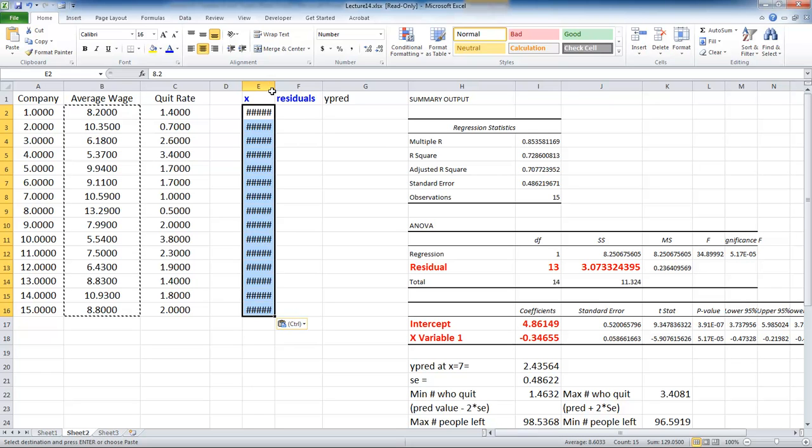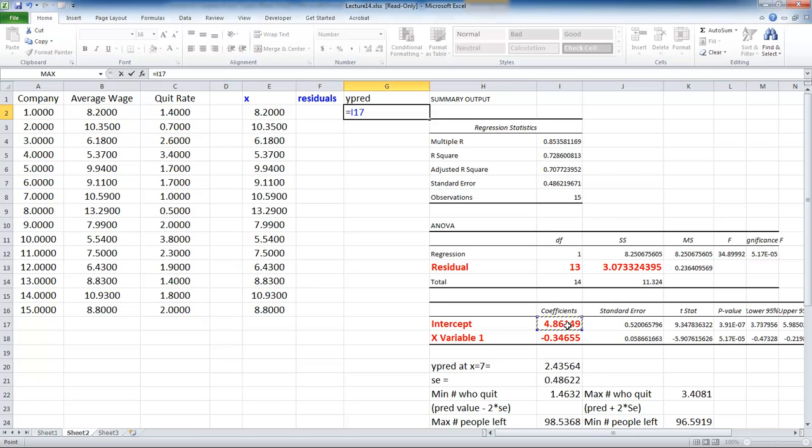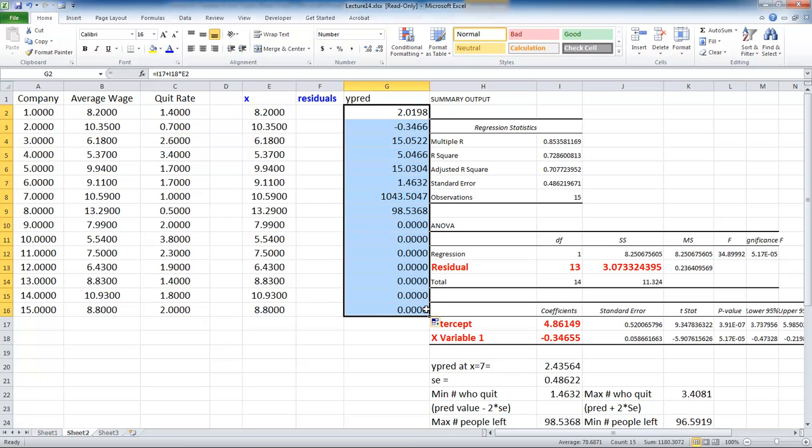Now, when this happens, what this means is you didn't give enough room. Just move it over like that. Okay, the predicted values, I'm going to compute those using my coefficients now: Y-intercept plus the slope times the x value. And again, I'm going to have to anchor. I want to show you what happens if I don't anchor, so you know what not to do.